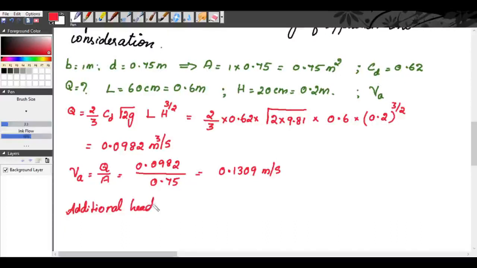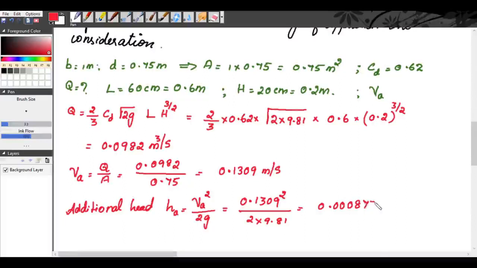Okay. So, additional head HA will be equal to VA square by 2G. So, that is equal to 0.1309 square by 2 into 9.81. We get the additional head as 0.000873 meter.